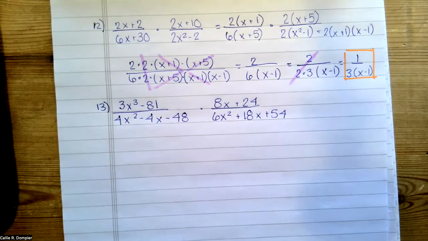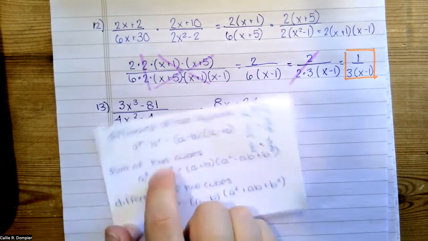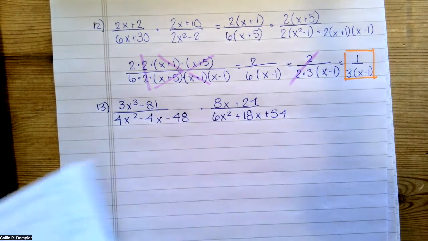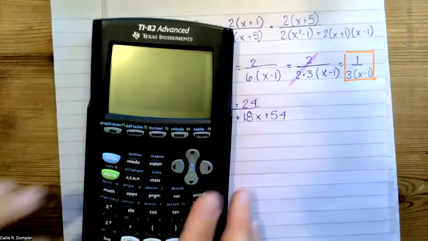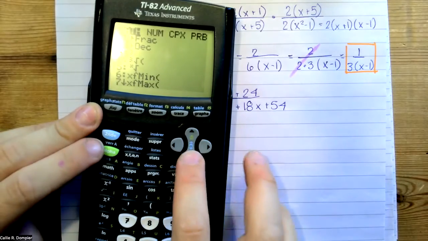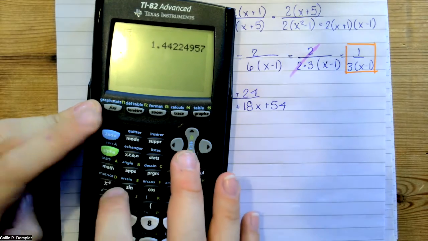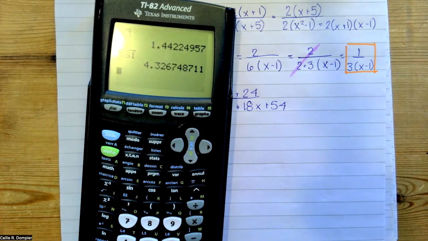Okay, number 13, we have cube, right? I see a cube. So I want to see if I can make the sum of two cubes. Is 3x cubed minus 81, are those two perfect cubes? You can take the cube root of 3, and you can take the cube root of 81. Neither of them are perfect cubes.